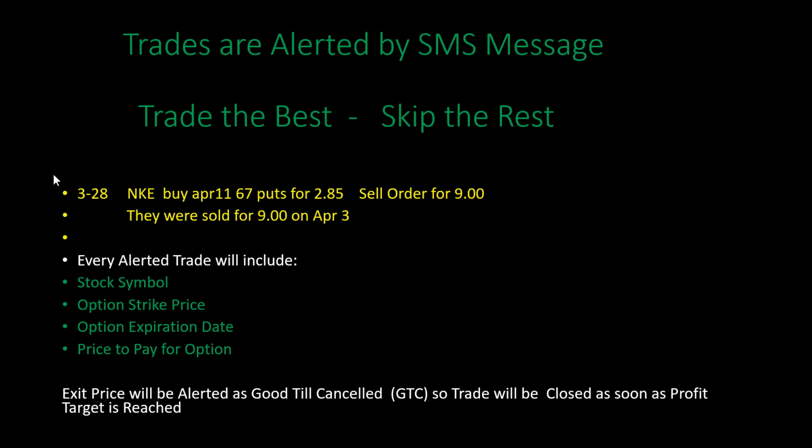Okay, and this is what the alerts look like for anybody who's interested. We did one on Nike here back on March 28th. This is what the initial alert would be. It would say the date, stock symbol, buying April 11th 67 puts, so we were going short, and we paid $285 for them. After we've gotten into the trade, I would put out another alert with a sell order on it. So when we got in for $285, we had a sell order for $9, and they were sold on April 3rd for $9. Huge gain on this particular stock. This is not normal. We don't usually get those kinds of gains, but that was a huge gain. So that's what the alerts will look like when you get them on your phone.